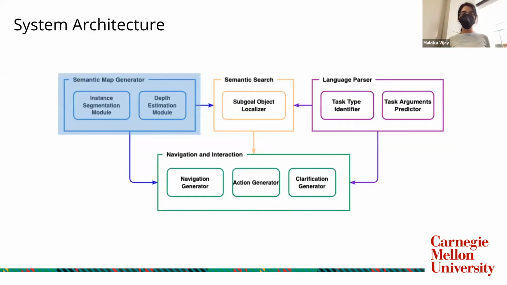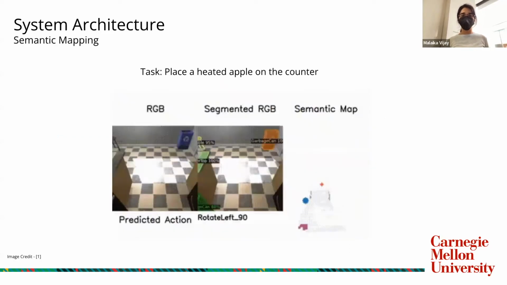The next component is the semantic map generator, which is responsible for understanding the RGB egocentric views observed by the agent. This is again composed of two modules: an instance segmentation module, which is responsible for identifying objects and localizing them within the scene, and a depth estimation module, which is responsible for identifying the relative position of objects with respect to the agent's current position in the scene.